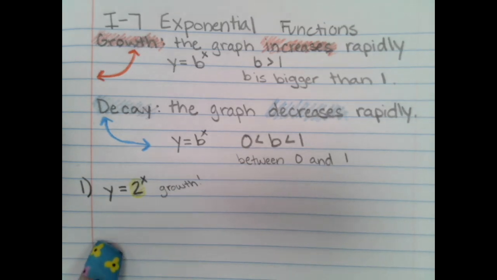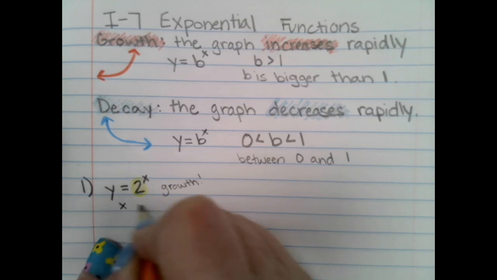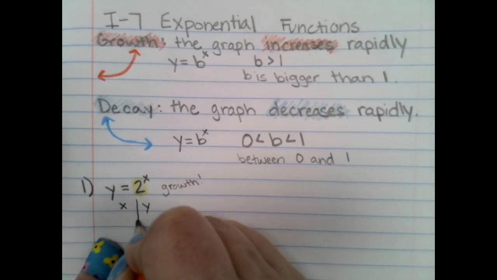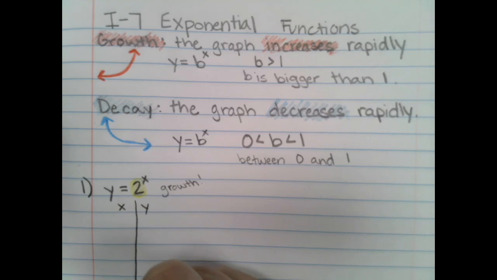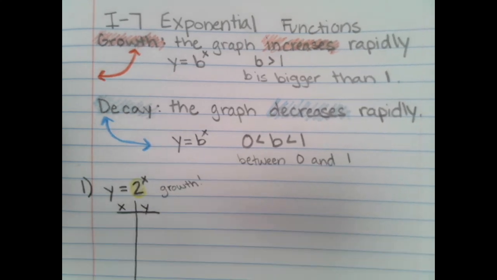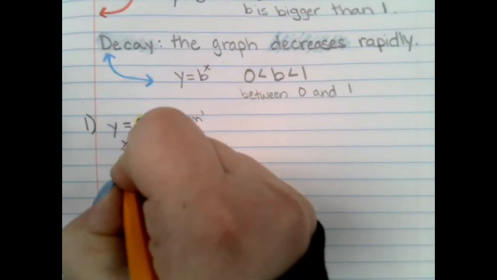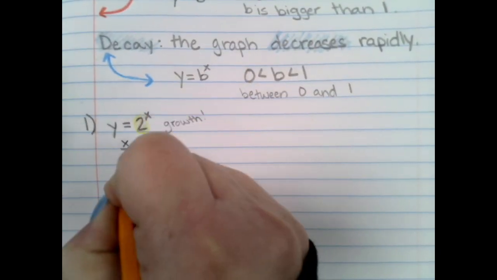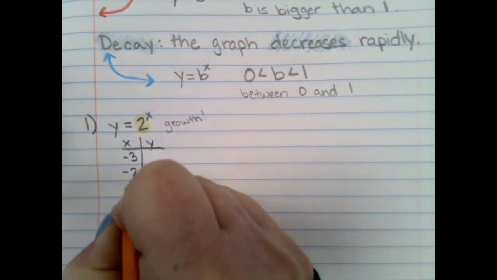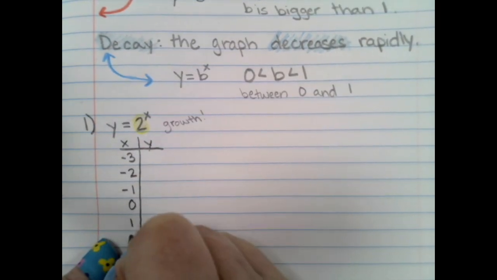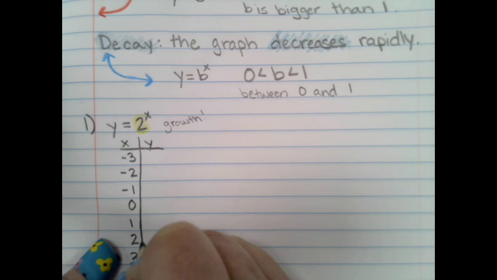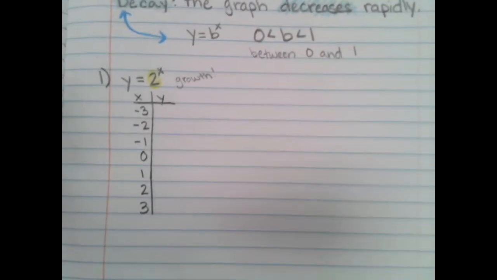All right, so as we do this, we use a table, x, y. Now for exponential growth and decay, there's not a starting point, there's not a vertex like there was for I-5 and I-6. So we just use -3 through +3. So -3, -2, -1, 0, 1, 2, 3. Okay, and using those 7 numbers is going to help us graph out what it will look like, so that way we can make a nice graph.